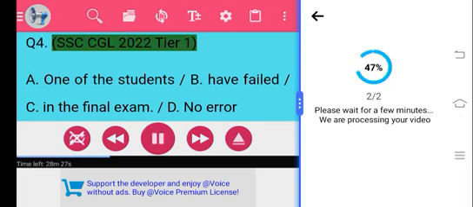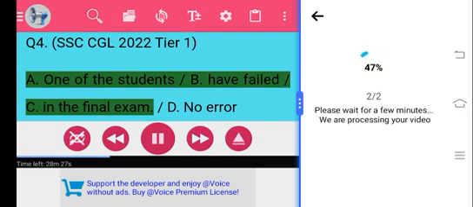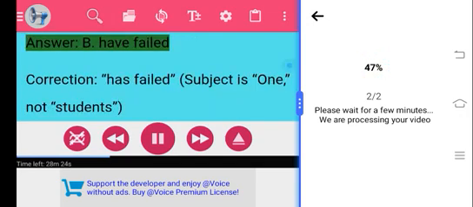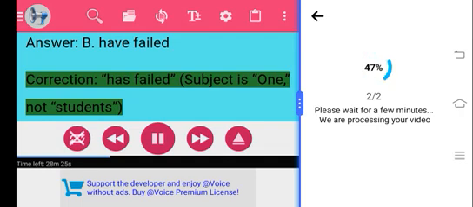Q4. SSC CGL 2022 Tier 1. One of the students (B) have failed (C) in the final exam. (D) No error. Answer: B, have failed. Correction: has failed. The subject is "one," not "students."